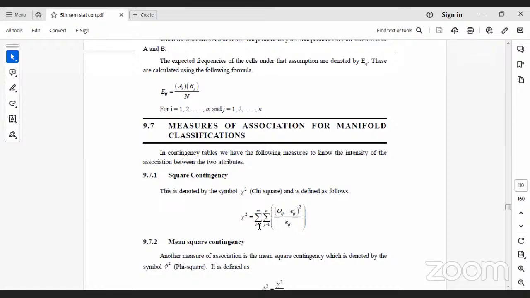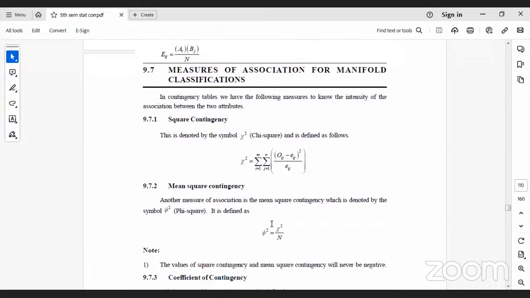I already told the methods of classification for manifold classifications in the classroom. In the contingency table, we have the following measures to know the intensity of the association between the two attributes. One is the square contingency, denoted by the symbol chi-square. We write the chi-square formula as the summation over i from 1 to m and j from 1 to n of (Oij minus Eij) whole square by Eij. I already told this formula in the classroom also.